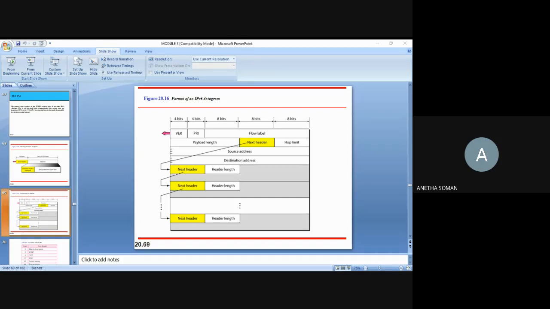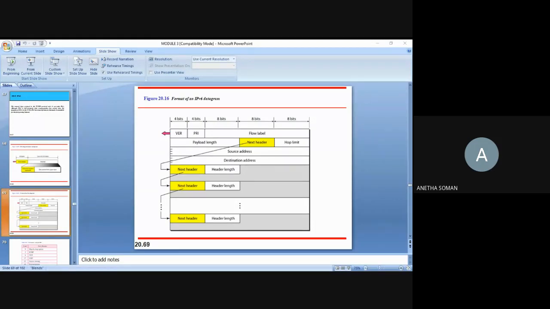What is the length of the total data? That will be represented in the payload field. So what does it actually contain? It is used to tell the router how much information a particular packet contains in its payload. So you are giving some information to the router about how much the data will be, and that is represented in the payload. Okay, the next part is called the next header.